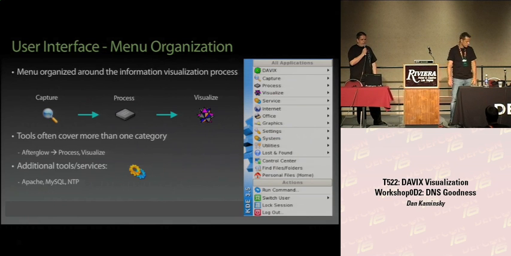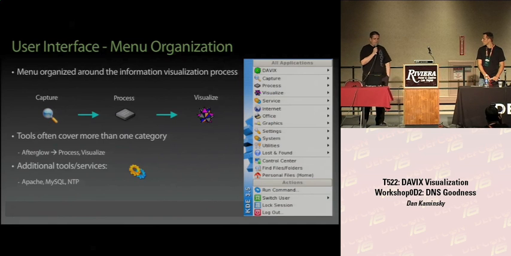Then you see three categories. These are called capture, process, and visualize. And this represents the information visualization process. So each of those tabs contains a set of tools which are related to capture, processing, or visualization.